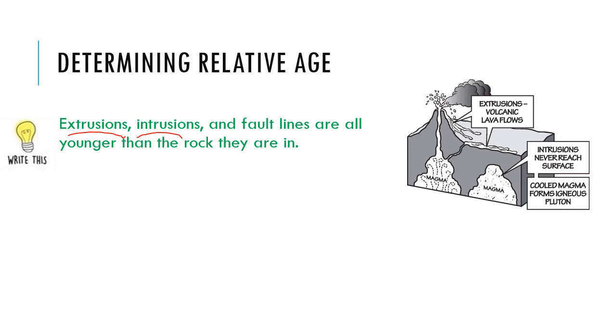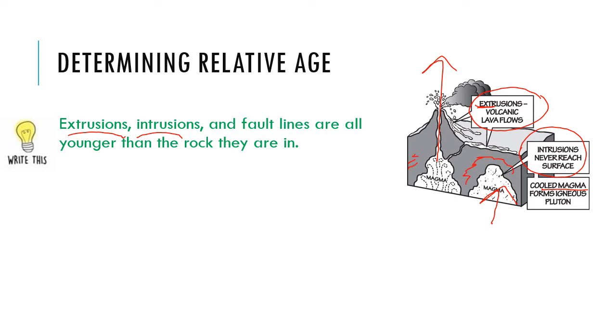So an extrusion, you're thinking about lava that's coming from underground and actually flowing outward. It is external, like an extrusion. An intrusion, however, is lava that's underground, but it never really breaks the surface. It's just created its own pocket and cools. So both of these, though, are newer than the surrounding rock.